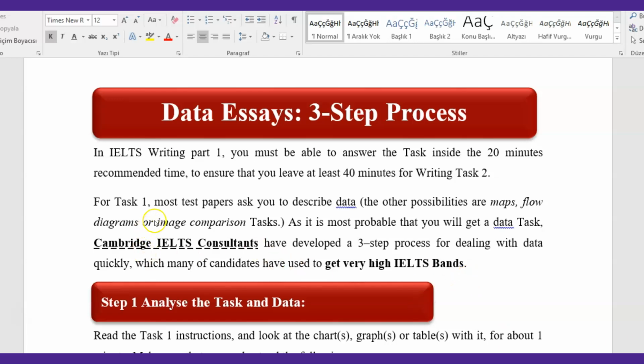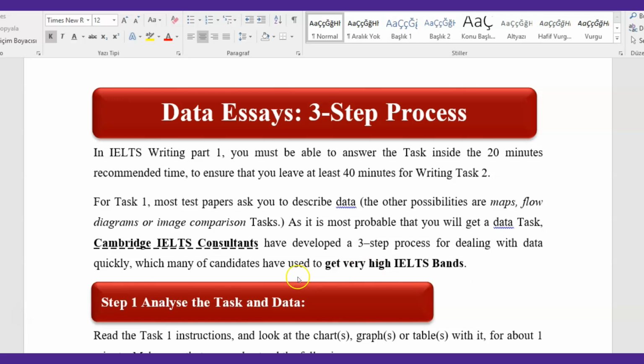Okay, for task 1, most test papers ask you to describe data. Actually, there are other possibilities as well, such as maps, flow diagrams, or image comparison tasks. Okay, we know that data essays are the most probable, that you will get a data task, right?